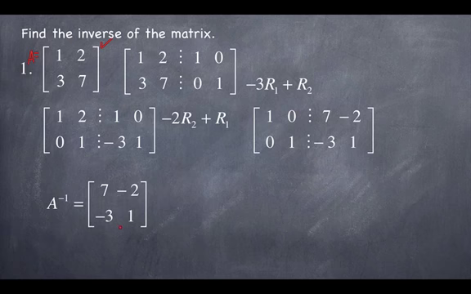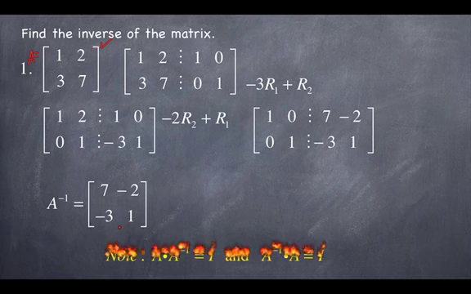And I just want you to keep this in mind. When you multiply any matrix times its inverse, you get the identity matrix. And it would be good review, or good practice, for you to multiply A times A inverse and A inverse times A, and you should be getting the identity matrix. Let's move on to number 2.